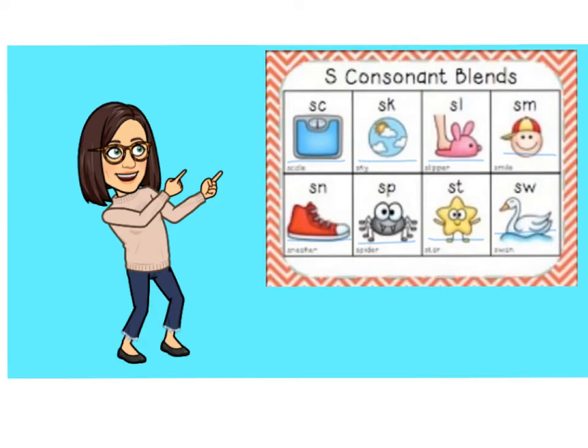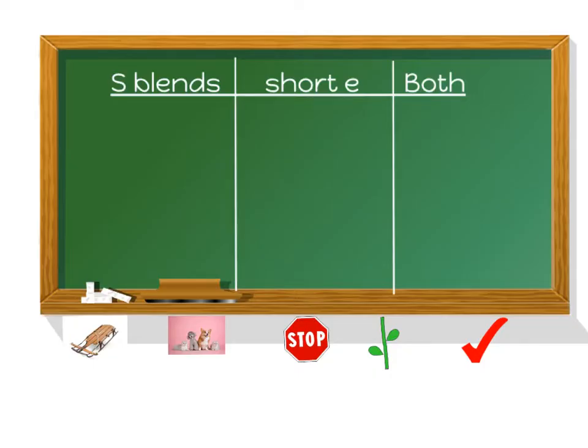Let's see if we can find some words that have both S blends and short E sounds. So boys and girls, we're going to sort some pictures. We're going to look and see which of these pictures at the bottom of my screen have an S blend only, or have a short E only, or have both an S blend and a short E. Let's check them out. My first word is sled. Does the word sled have an S blend?